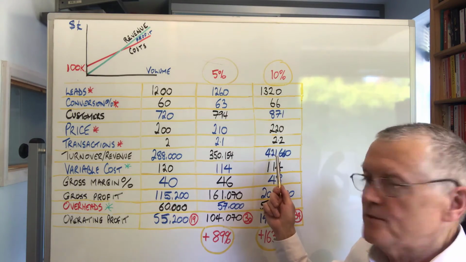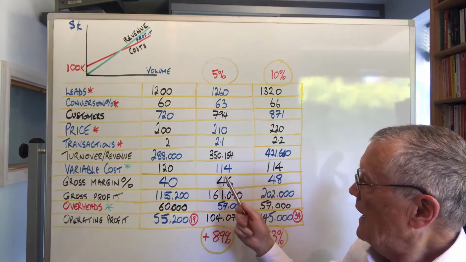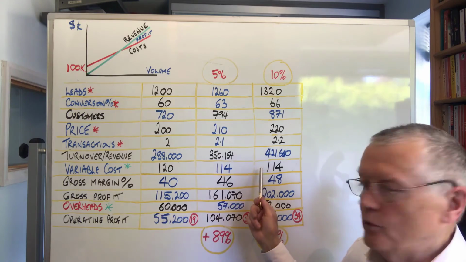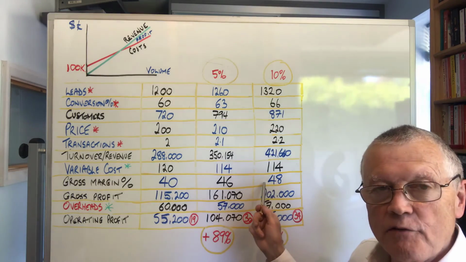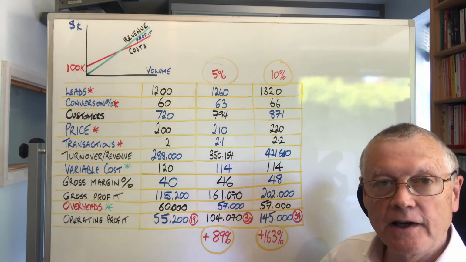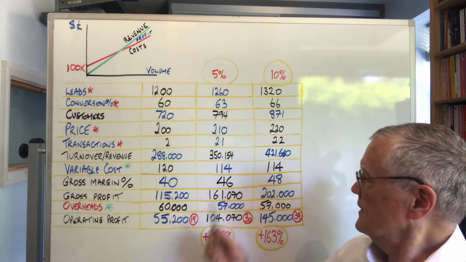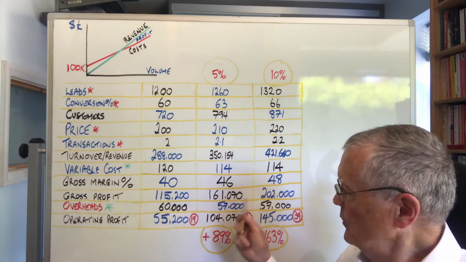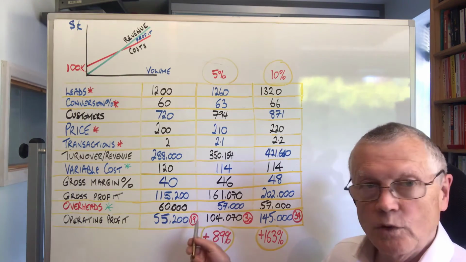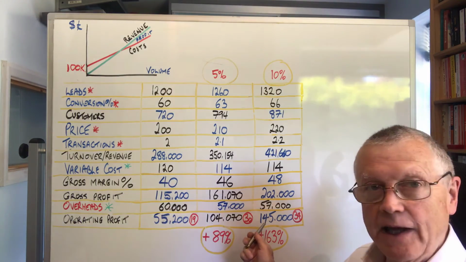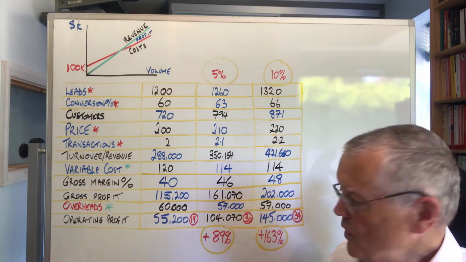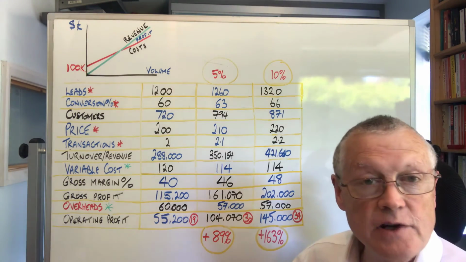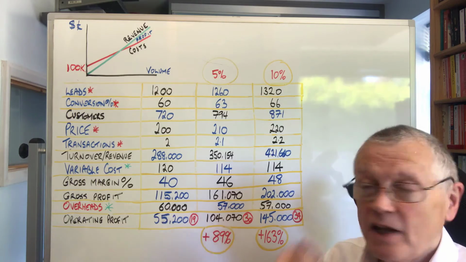Our revenue now becomes 421,000. Variable costs are still 114. We've got a gross margin now of 48 because our price is slightly higher again compared to previously. So 48% of 421 gives us a gross profit of 202. Our overheads are 57. We end up with a bottom line operating profit now of 145, which is plus 163%. So it's nearly 3 times as big.